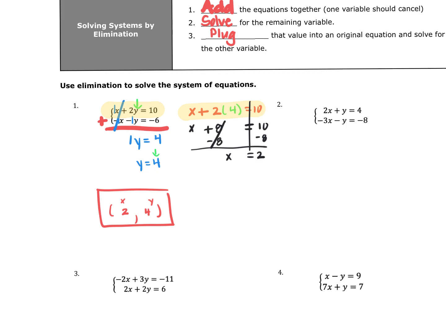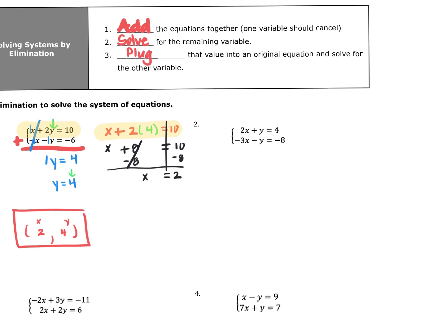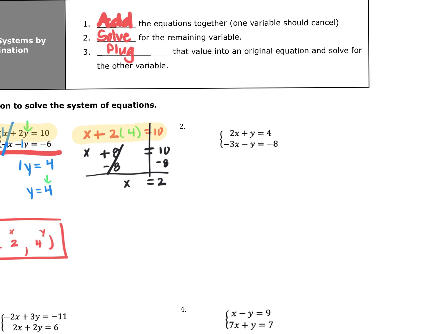So we just solved that one. Okay, so let's look at that next one. The first one says we're going to add the equations together. So that's what I'm going to do. I'm going to put a plus right here and a line right here.